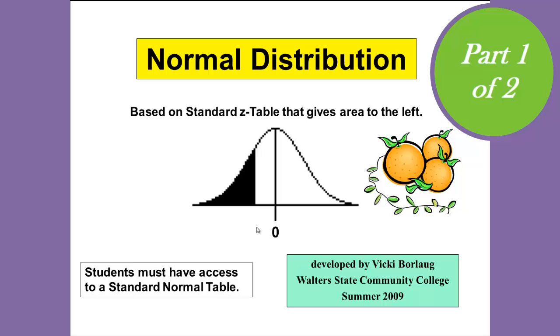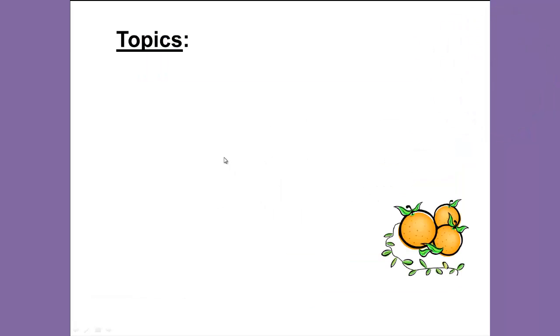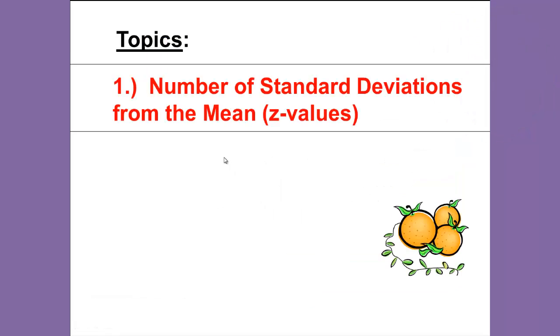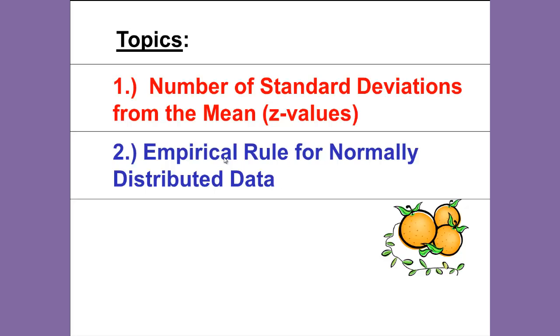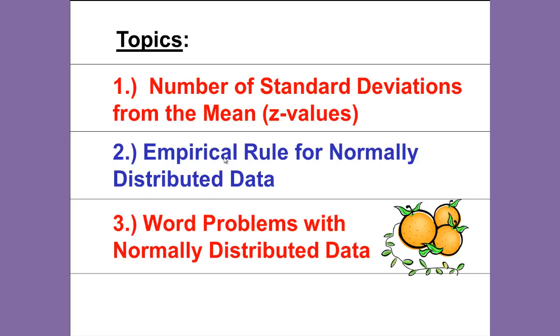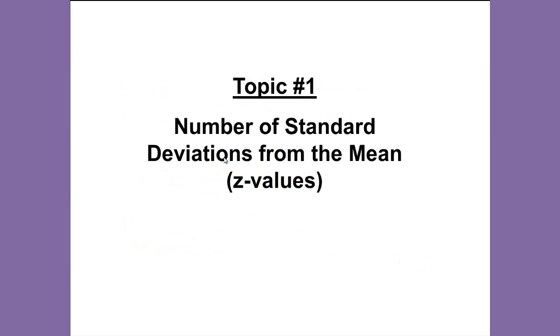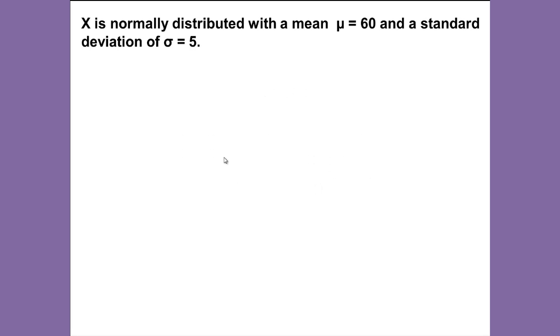This PowerPoint is based on a standard z-table that gives the area to the left, and students must have access to that type of standard normal table. We will cover three topics in this PowerPoint: the number of standard deviations from the mean, or the z-values, the empirical rule for normally distributed data, and word problems with normally distributed data. Topic number 1, the number of standard deviations from the mean, or the z-values.